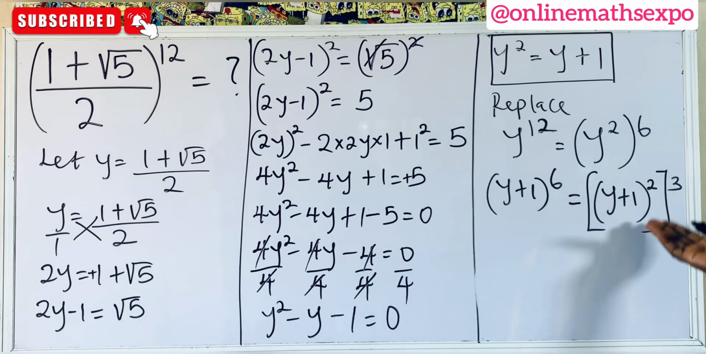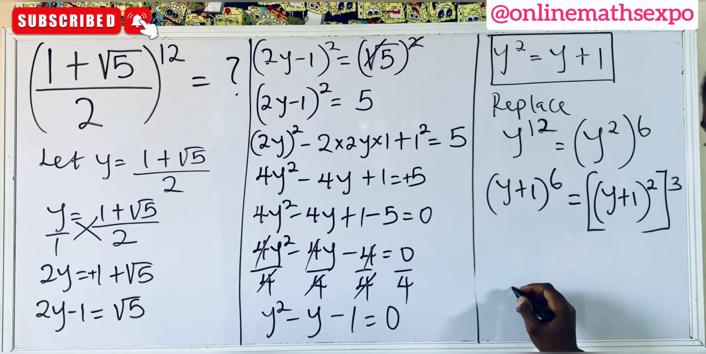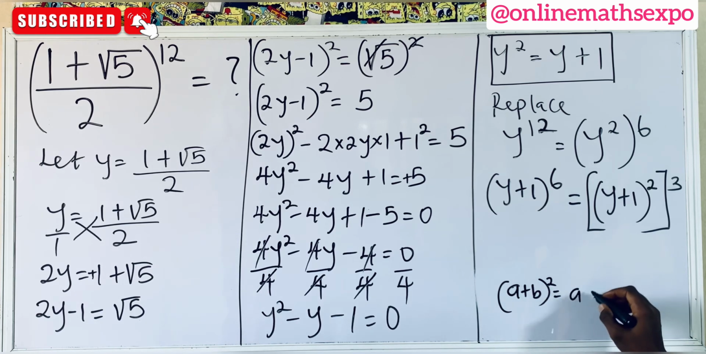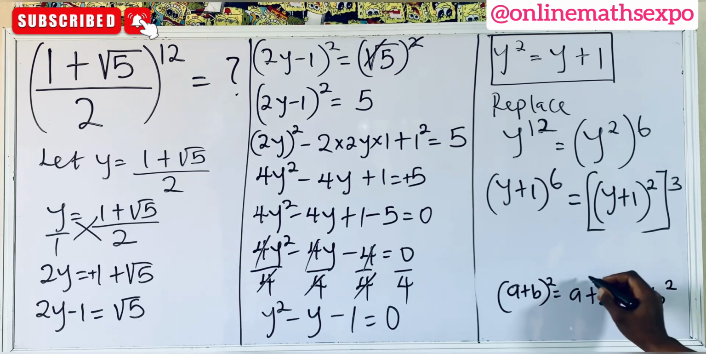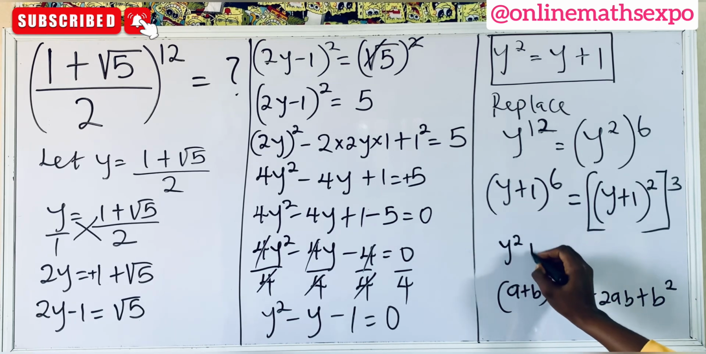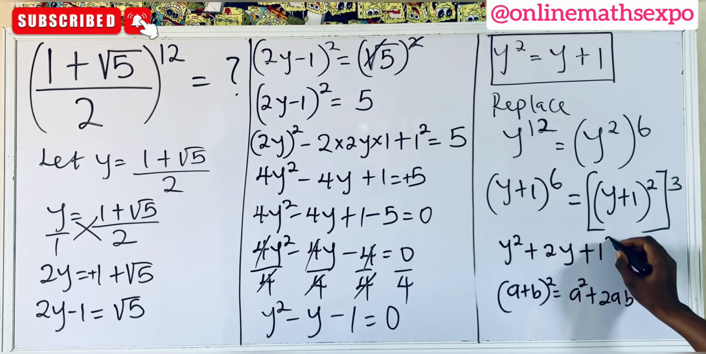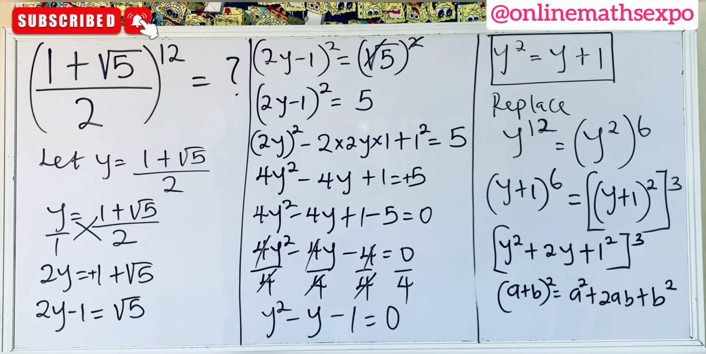So why are we still doing it? To still reduce. So y plus 1 to the power of 2, what will it give us? We are going to expand it, okay? So if we expand this, remember, if you have a plus b raised to power 2, it is a squared plus 2ab plus b squared, okay? So let's apply it here. It's going to give us y squared plus, use 2 to multiply this, we have 2y. Square this one, you have 1 squared, okay? And it is raised to the power of what? 3. I hope it's making sense.